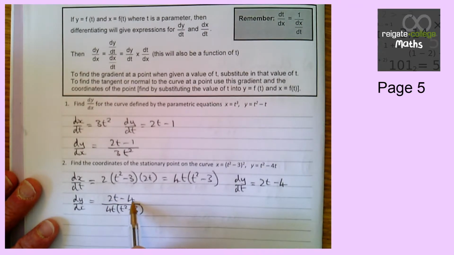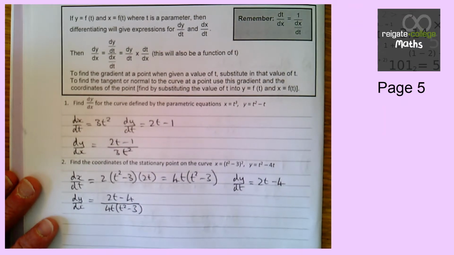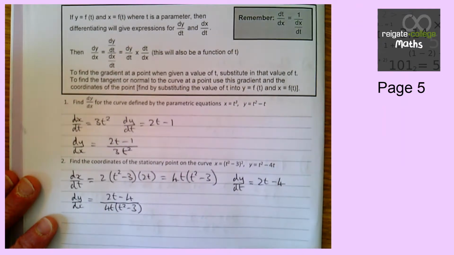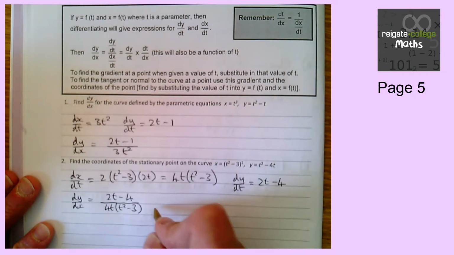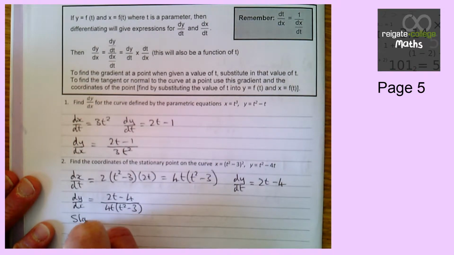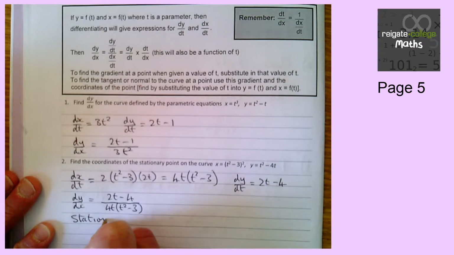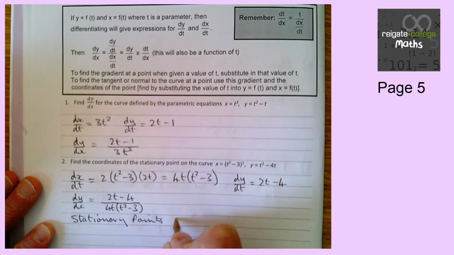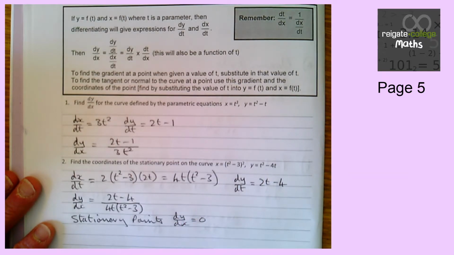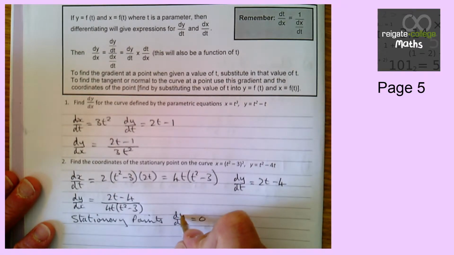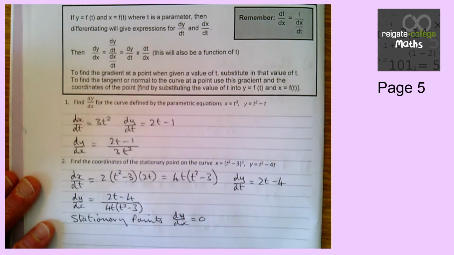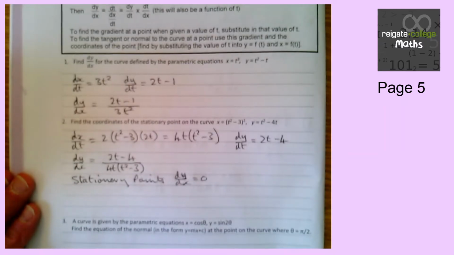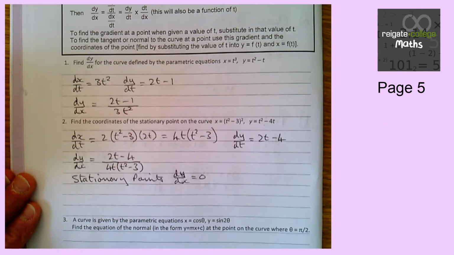And even if we factorise the top there to 2 times (t minus 2), we can't particularly simplify that. There's no cancelling. So, stationary points, dy by dx equals 0. It's a good idea in the exam question to write that out. Makes it very clear that you know what you're doing.